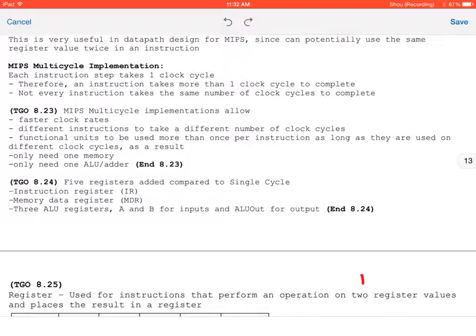So doing this MIPS multicycle allows for faster clock rates, just like pipelining, because we don't have to worry about the specific stages. Different instructions take a different number of clock cycles, like I just described. Functional units can be used more than once per instruction, as long as they are used on different clock cycles, which means here they've combined the instruction memory and data memory into one memory. And we'll discuss how they differentiate a value coming out as an instruction or data.